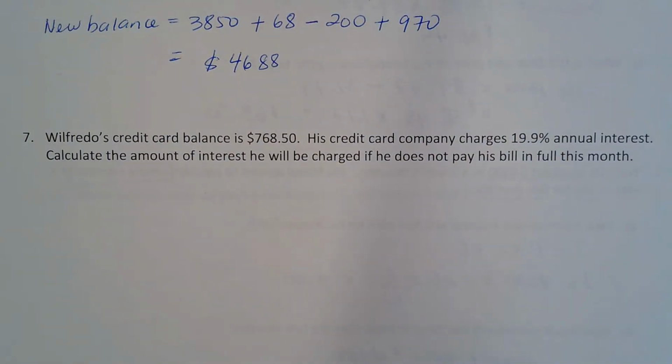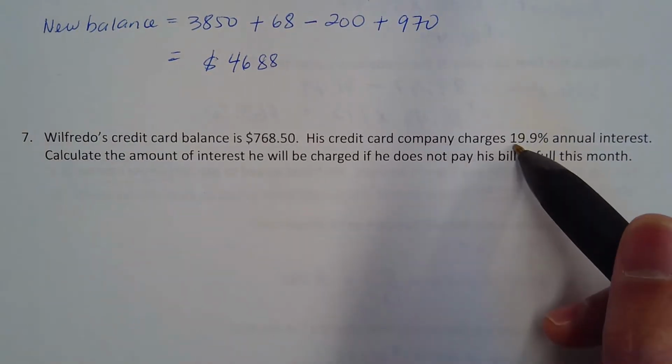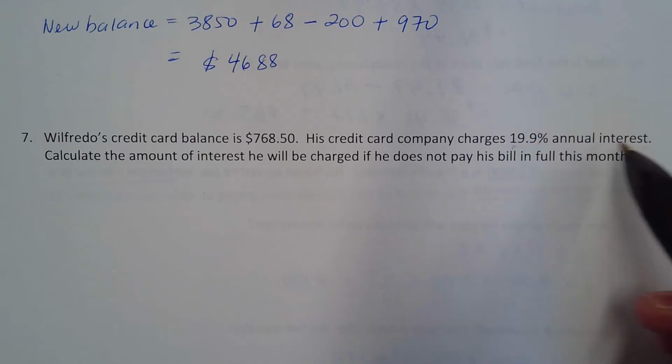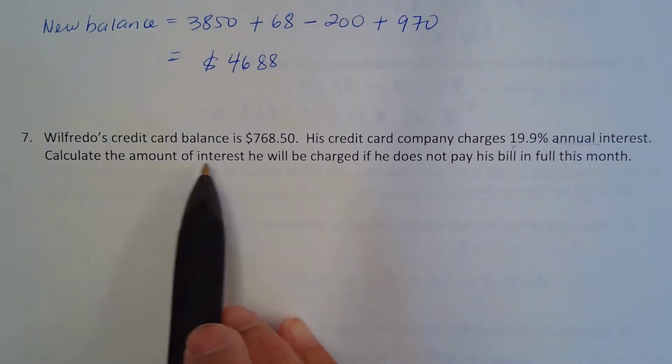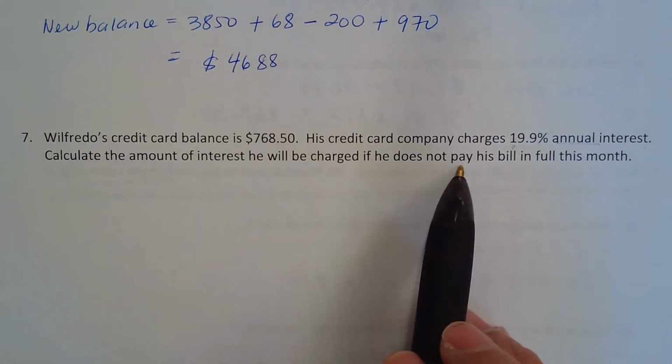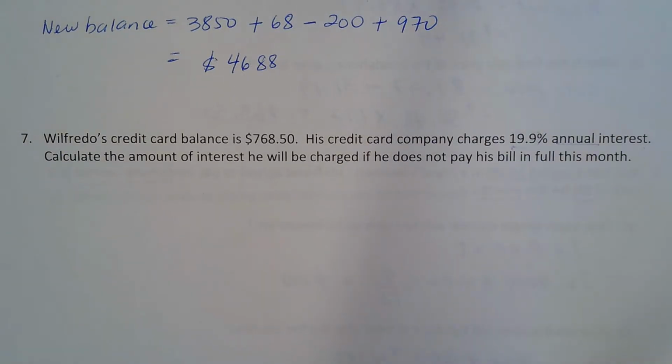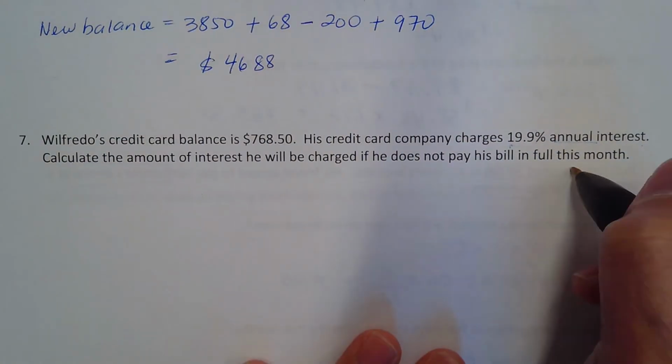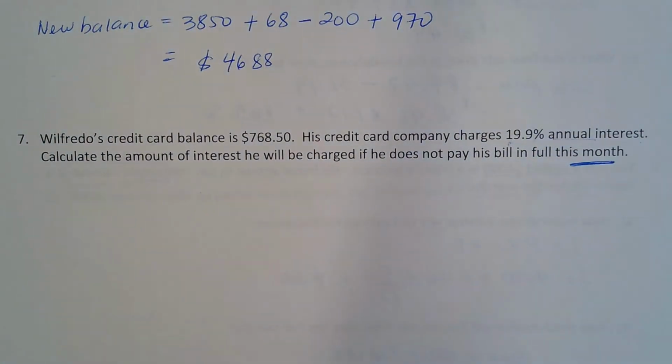Number 7. Wilfredo's credit card balance is $768.50. His credit card company charges 19.9% annual interest rate. Calculate the amount of interest he will be charged if he does not pay this month. Calculate the interest this month. This month. In 1 month.